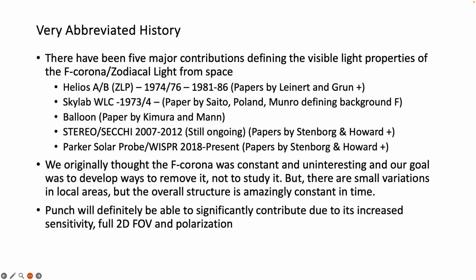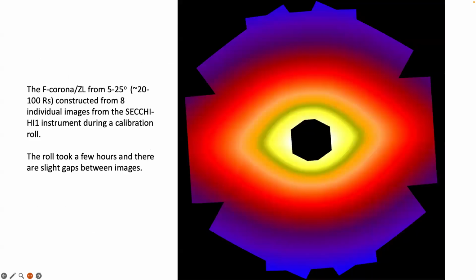But prior to that, we thought that the F corona or the zodiacal light was absolutely constant. There really wasn't any interest in it. And so our objective was to get rid of it, to find a background model, get rid of it, and then go on to look at the electron density structures. But in fact, that's not the case. It is really amazing, and I hope to incite you or excite you in some areas.